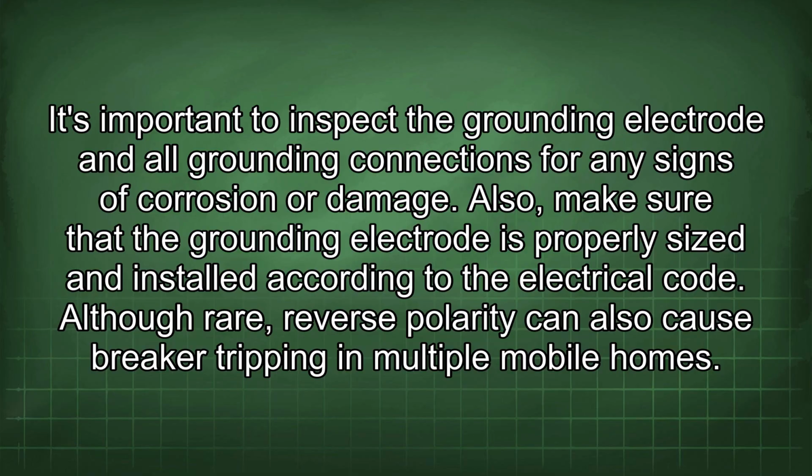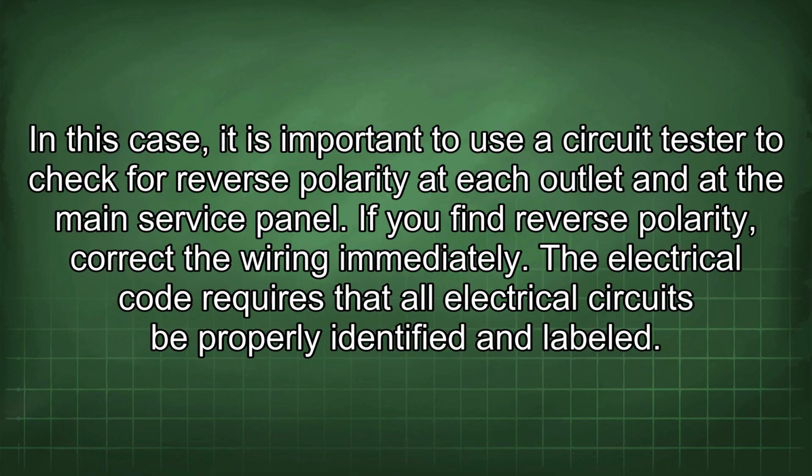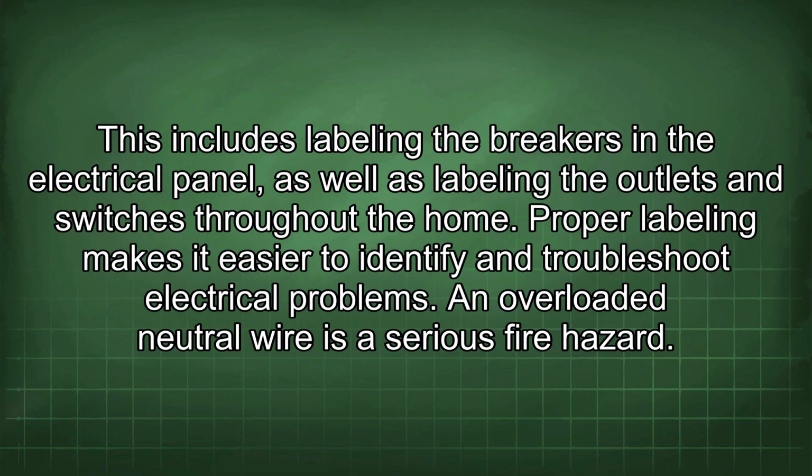Although rare, reverse polarity can also cause breaker tripping in multiple mobile homes. In this case, it is important to use a circuit tester to check for reverse polarity at each outlet and at the main service panel. If you find reverse polarity, correct the wiring immediately. The electrical code requires that all electrical circuits be properly identified and labeled. This includes labeling the breakers in the electrical panel, as well as labeling the outlets and switches throughout the home. Proper labeling makes it easier to identify and troubleshoot electrical problems.